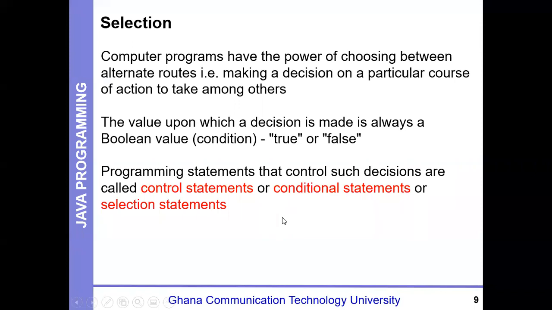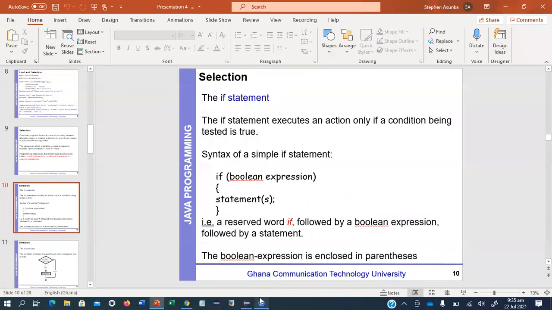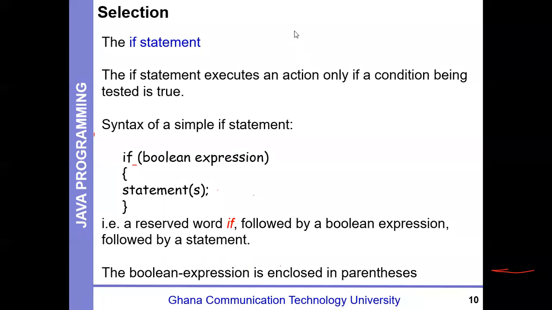So let's look at the first one. The first is what we call the if statement. If is a keyword in Java. So we simply say if, and then we put a Boolean expression. So what does that Boolean expression mean? Once you see if, there's something in parentheses here.